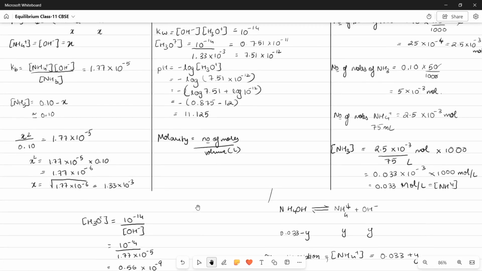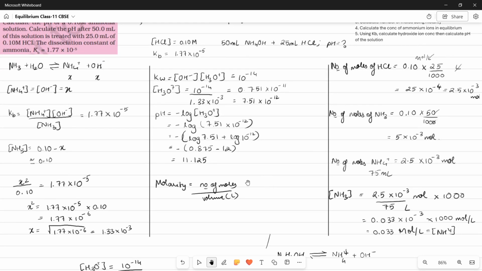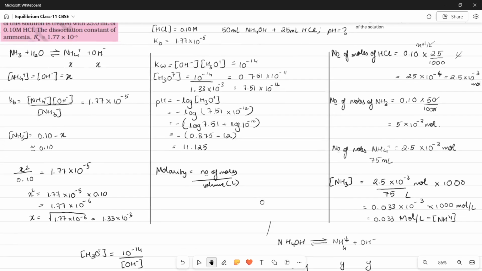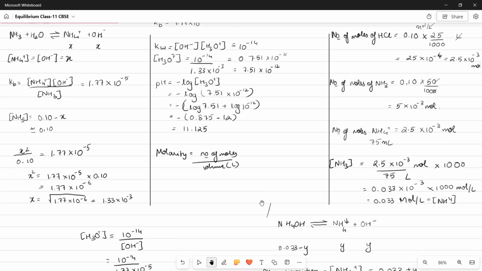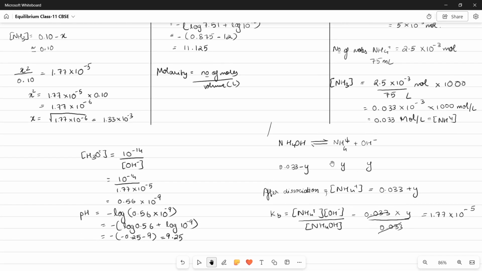So in this question, we first started with the calculation of the pH for the solution that was given to us. That was pretty straightforward. We used the value of Kb to figure out the pH. Then we used the formula related to molarity and figured out the number of moles of the undissociated ammonia, as well as the ammonium ion itself. In the end, we realized that the ammonia concentration and the ammonium ion concentration are the same, which came to 0.033. And the value of Y is very small in relation to 0.033.